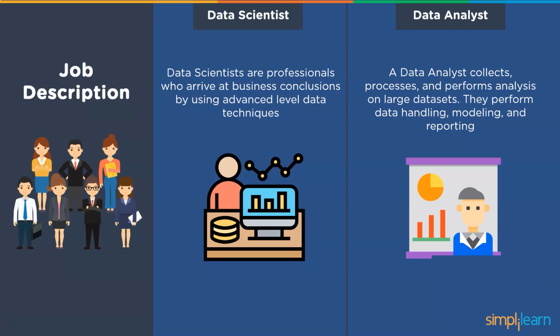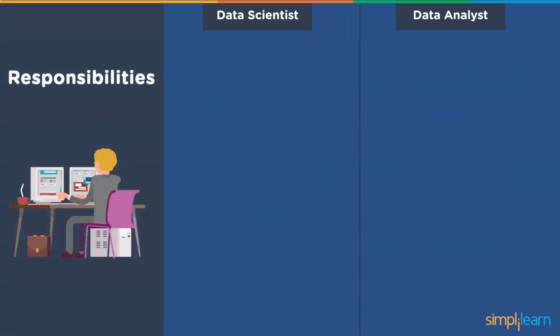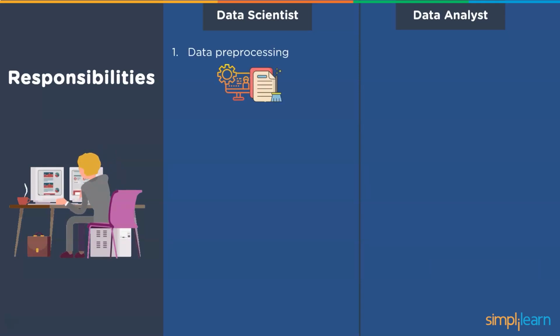Now that we have understood the job descriptions, let's go ahead and understand the various roles and responsibilities of a data scientist and a data analyst. Firstly, data scientists are responsible for performing cleaning, processing, and manipulation of data using several data analytics tools. They also perform ad hoc data mining and collect large sets of structured and unstructured data from a number of sources.